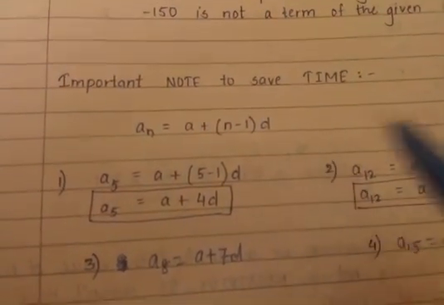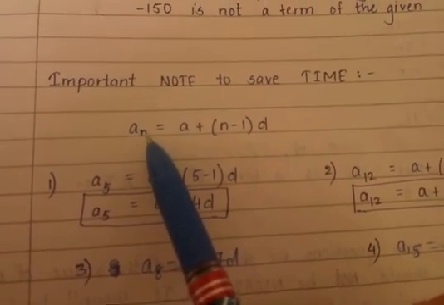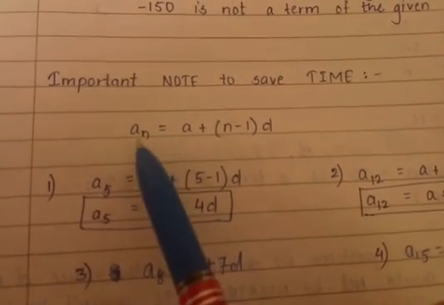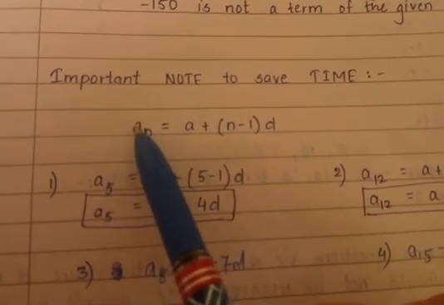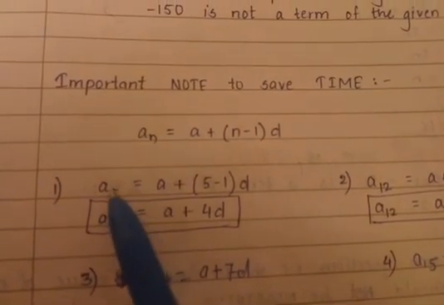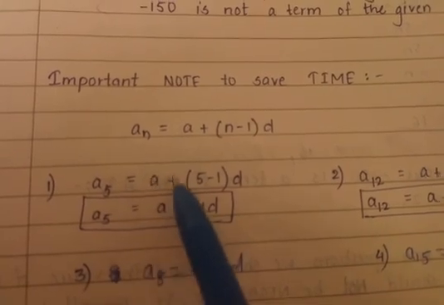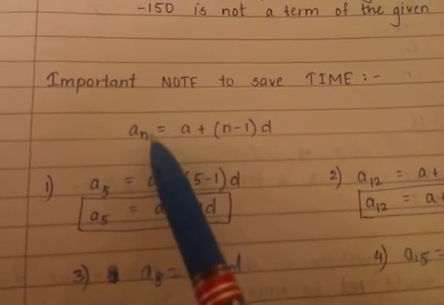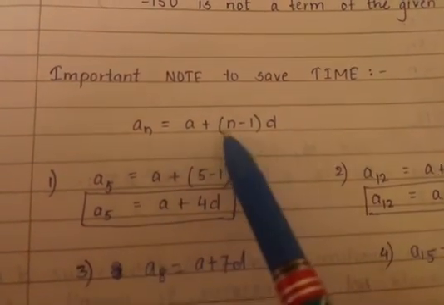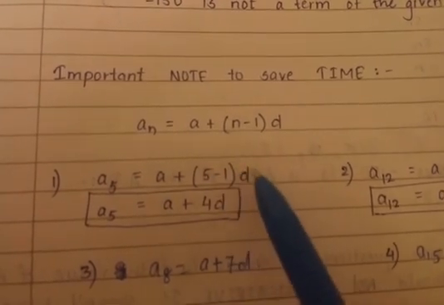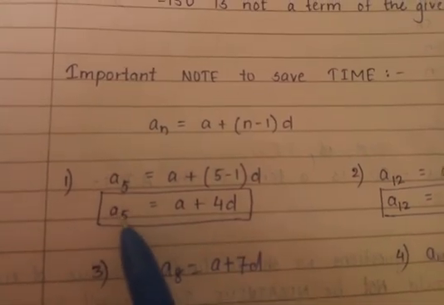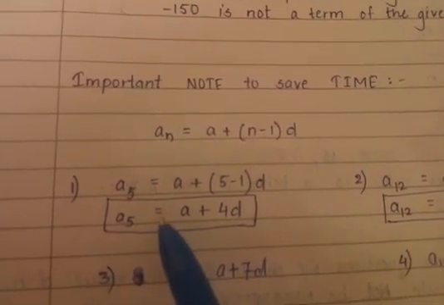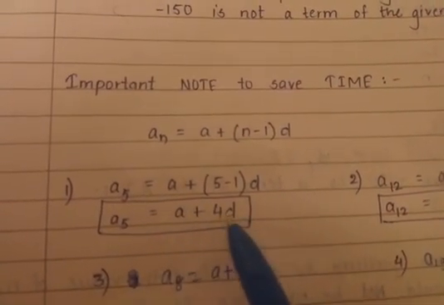So is there any way to save some time when this formula is used multiple times in the same question? Answer is yes. Let's first see how this is applied. Now we have to find the fifth term, for example. So a5 means fifth term. So a5 is equal to a plus, what is the value of n? In place of n, what is there? 5. So (5 minus 1) into d. So 5 minus 1 is what? 4d. So when you have a5, it is a plus 4d.